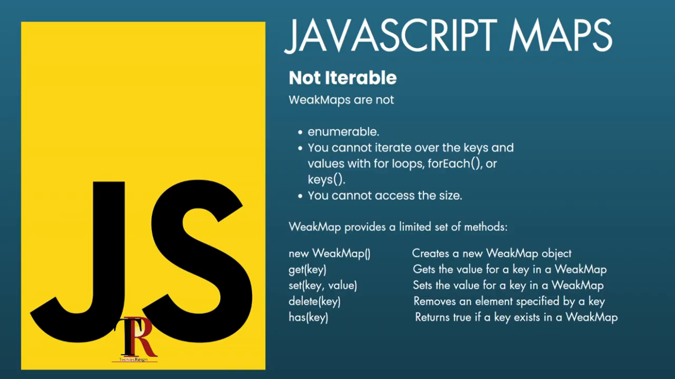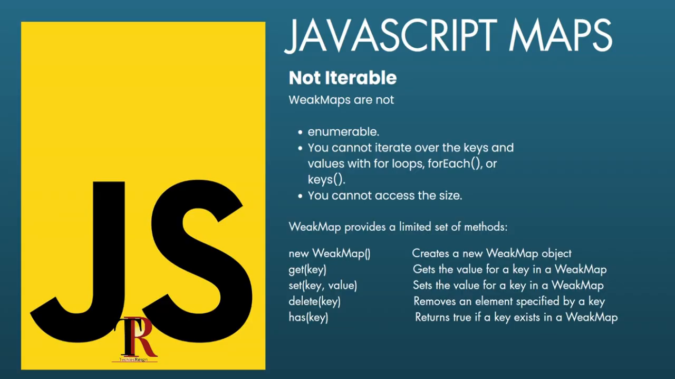WeakMaps are also not enumerable. You cannot iterate over the keys and values with for loops, forEach or keys. So when it comes to the keys of a WeakMap, you cannot iterate over them. You also cannot access the size of a WeakMap because it does not have a size property.